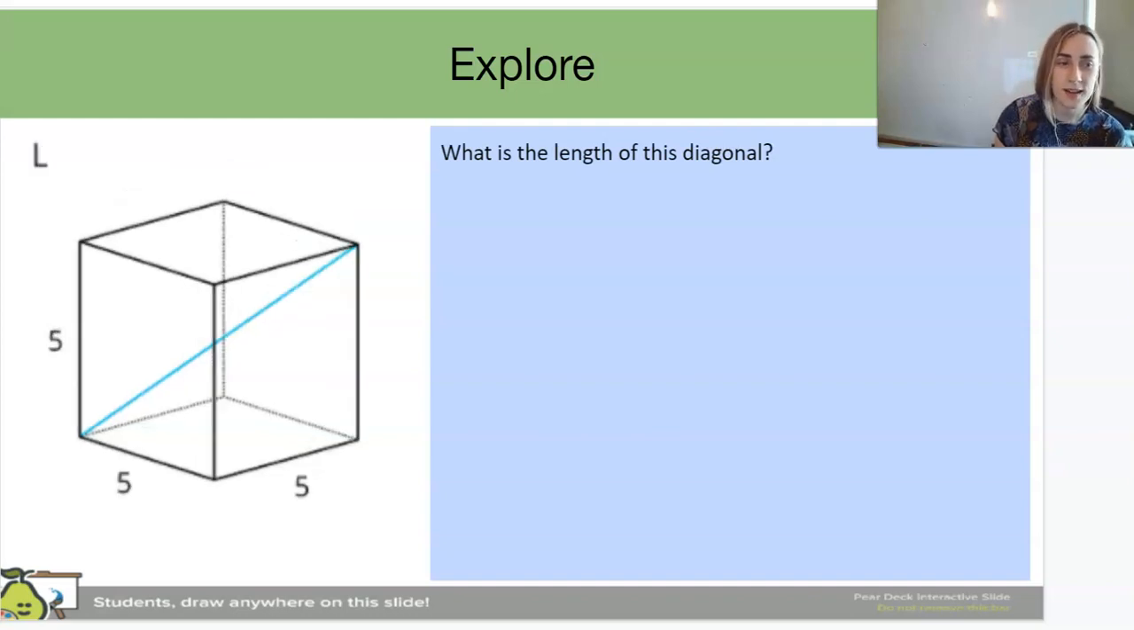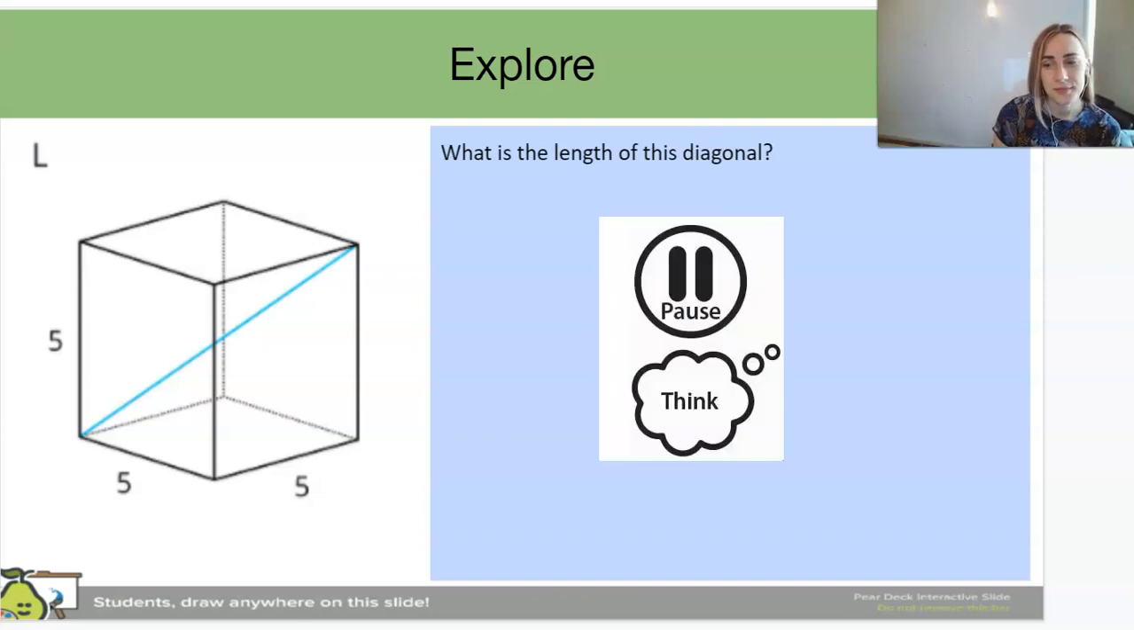So here we are on slide D, where we have an actual cube, because the height, length, and width of this prism are the same. And our goal is again to determine the length of this diagonal. So pause and consider that question, do your calculations. And when you're ready, we'll move ahead to slide F.